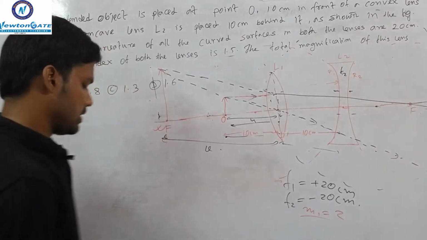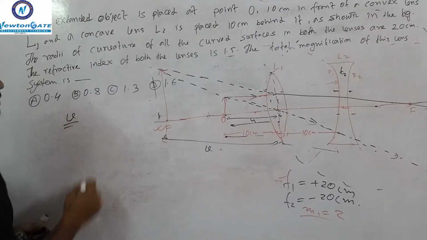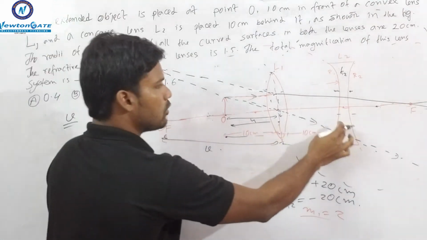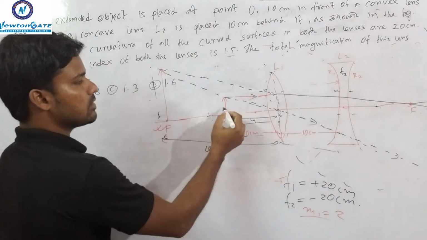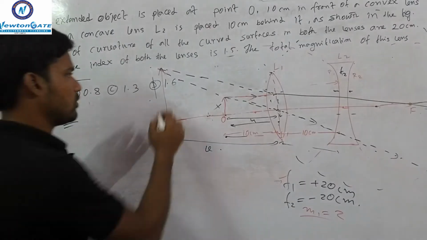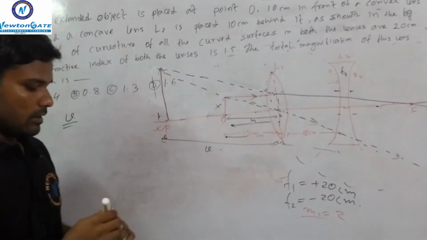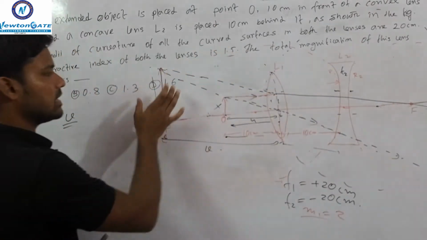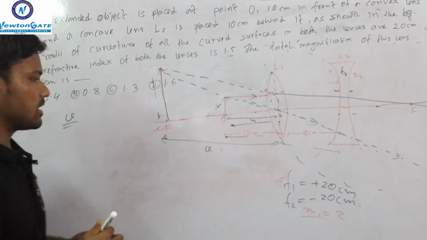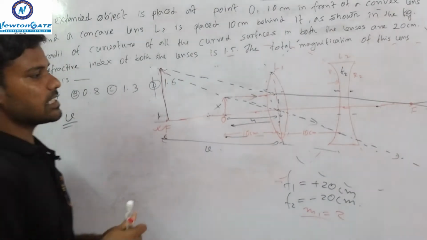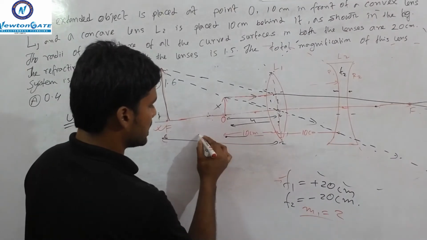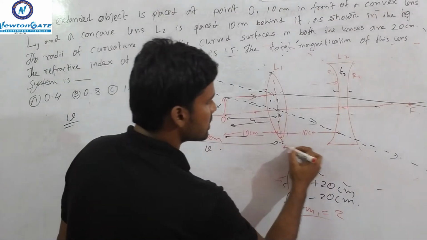Now we can find the value of V for L2. For L2, you can just think, the object is not this. For L2 the object is this one, right? For L2 the object is this one, and you have to find the image or image distance. So what should be the object distance for L2? Because this lens is 20 centimeter, right? As this distance is 10 centimeter.